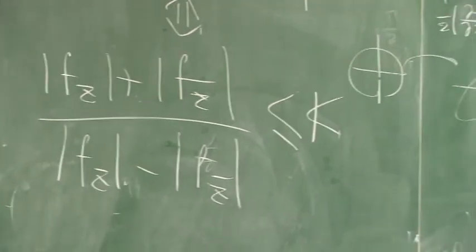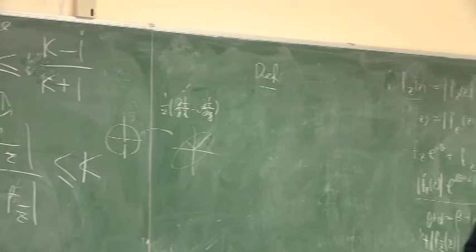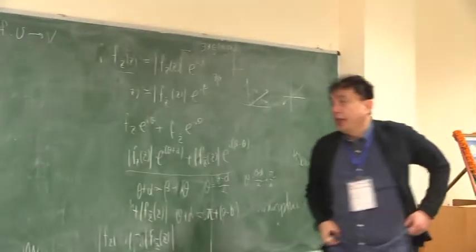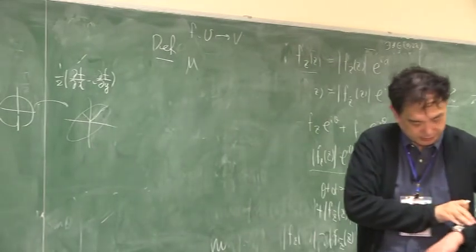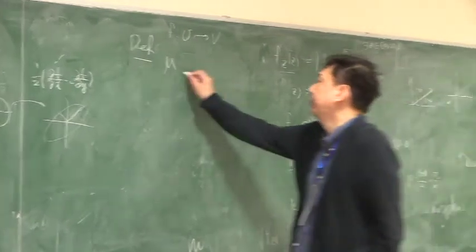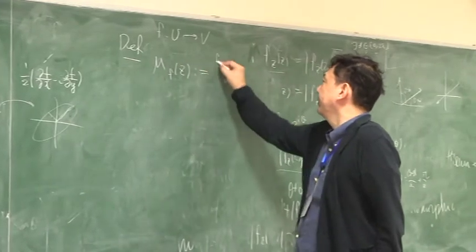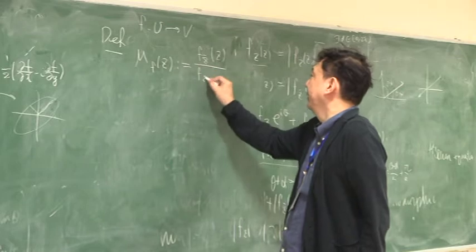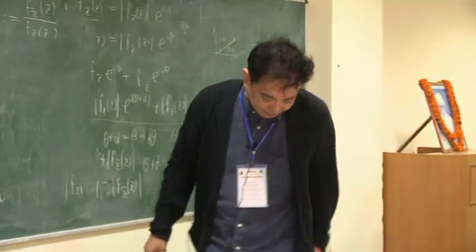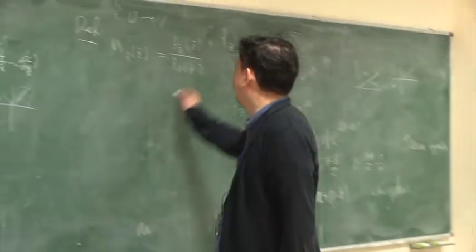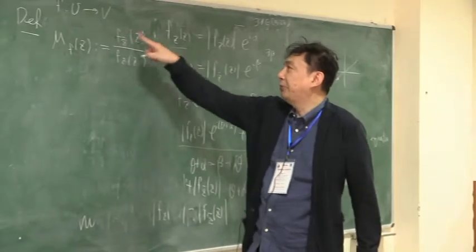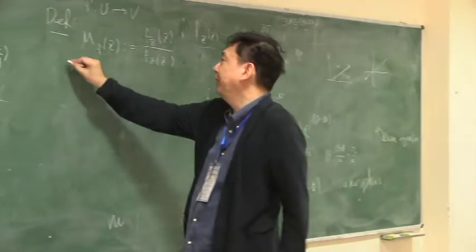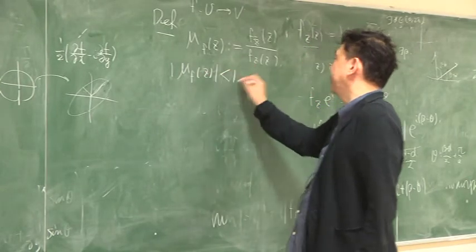So let me introduce two things now. The first is, f is always a homeomorphism from U to V. And we introduce the function mu_f, written like that, which is this divided by that. Okay. So then, as I said, the absolute value of this should be less than the absolute value of that, because the Jacobian is positive. So we know that this is always less than 1 almost everywhere.